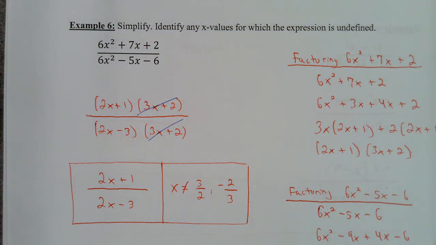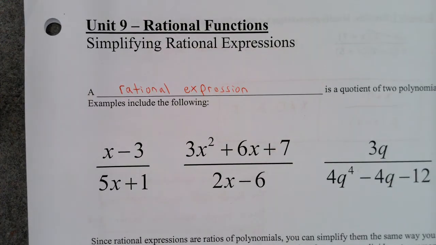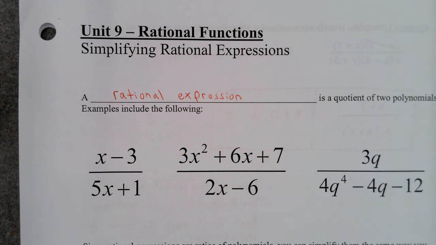Okay, and that's the end of that lesson. Again, this is the new unit. The unit's called rational functions, and this was the first lesson. It was called simplifying rational expressions.